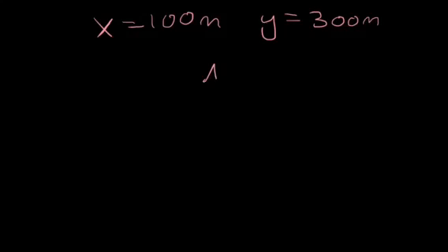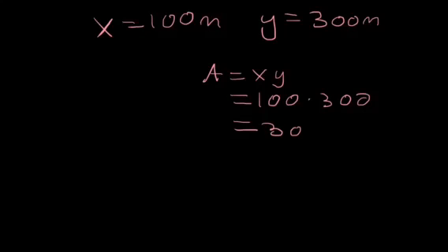Now that we have solved for x and y, we can put them into the area formula. We know that x equals 100 meters and y equals 300 meters, and the area equals x times y, which is 30,000 meters squared.